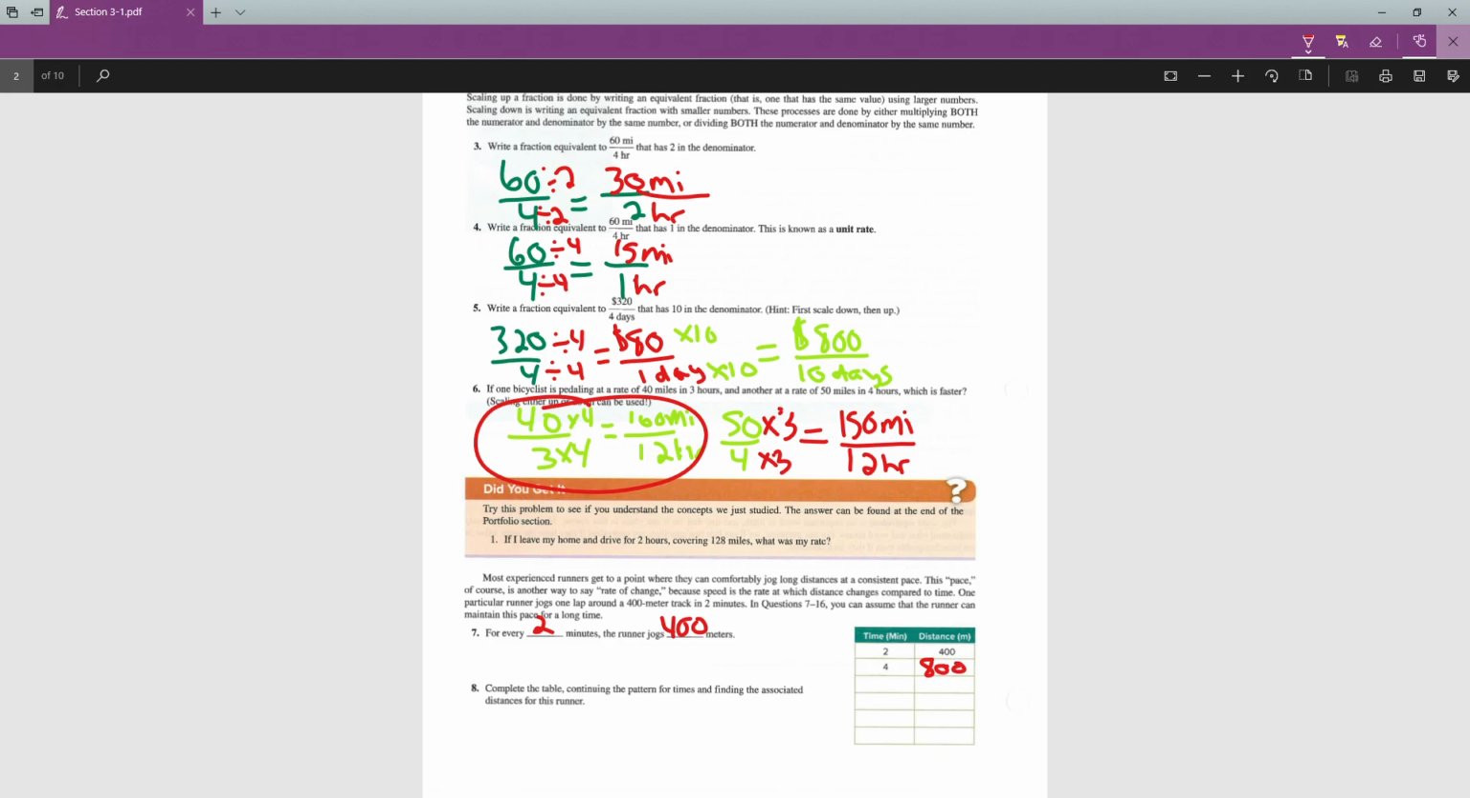Let's continue going up by 2s on the minutes. 6, 8, 10, and 12. So when they go 2 more minutes, they're going to go another 400 meters, which is 1,200 meters. You're going to continue to add 400 each time. These boxes are a little too small for my stylus to handle.